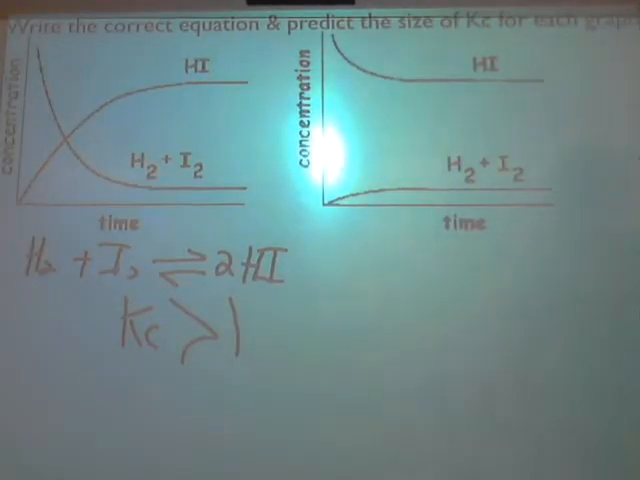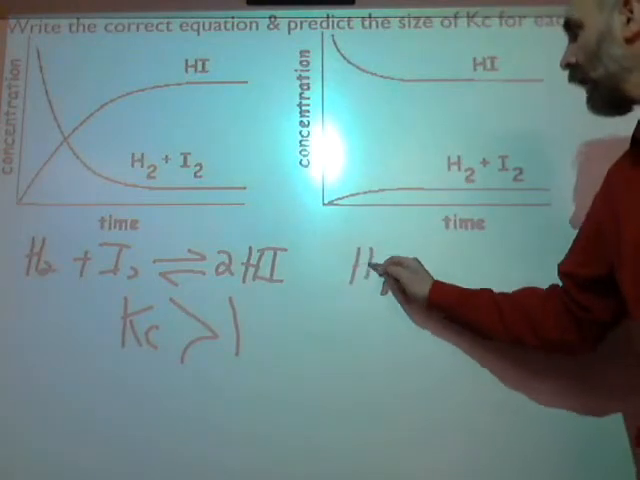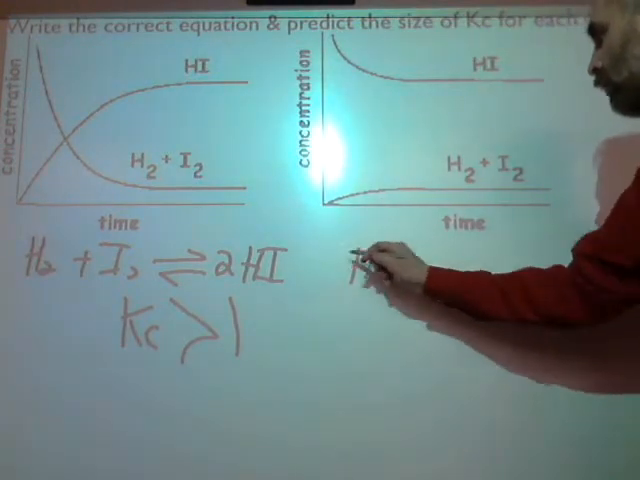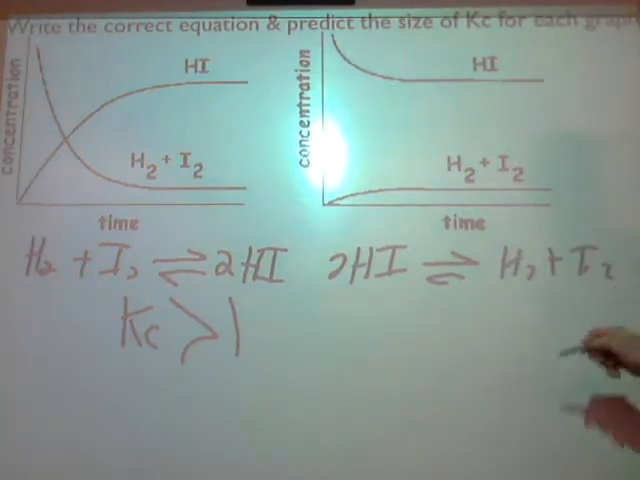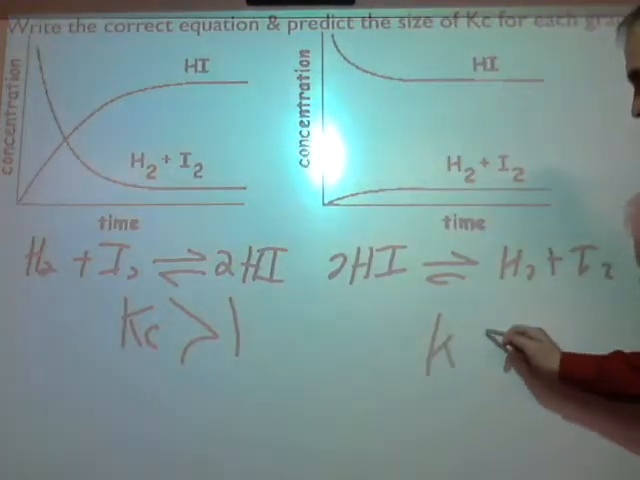What will this reaction look like? 2HI would actually yield H2 plus I2. What would you predict for this guy's Kc size? Very small.